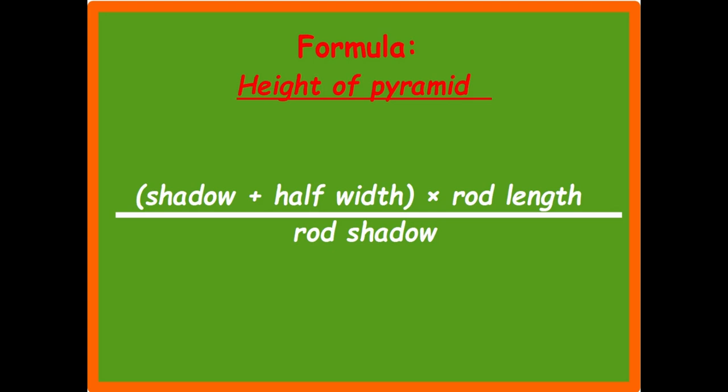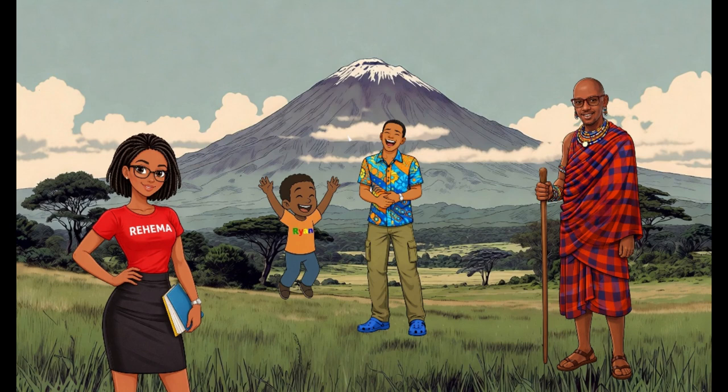The formula for this would look like this: height of pyramid equals shadow plus half width times rod length divided by rod shadow. Otherwise, he would have only measured the height from the edge, not from the center. What can we learn from this? Whether it's a leaning tree or a giant pyramid, the maths isn't the difficult part. The difficult part is measuring the right point. Knowing where to start. Keeping errors small. Science is thinking. And that's exactly what Thales did.